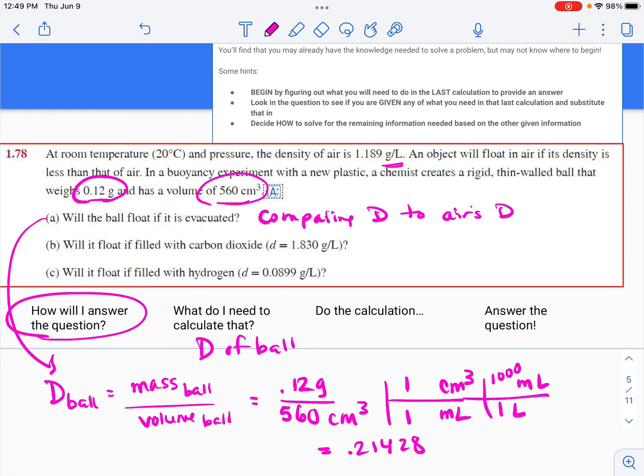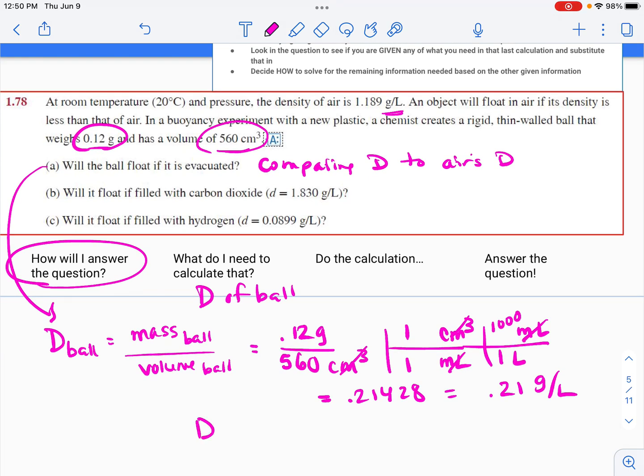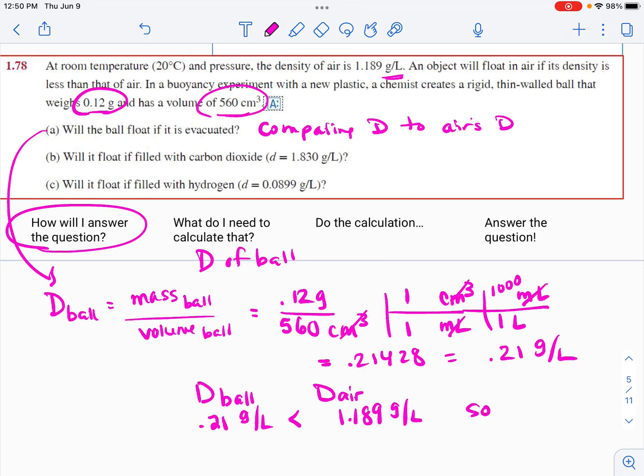And then my 1-to-1 centimeters to milliliters is exact, which means it's an unlimited number of sig figs. And my 1,000 milliliters to 1 liter is exact as a definition, which means it's unlimited. So from my givens, then I have only 2 significant figures, which would be 0.21 grams per liter. Notice that centimeters cubed and milliliters have canceled. So I can compare the density of the ball to the density of the air, and the density of the ball is 0.21 grams per liter, and air is 1.189 grams per liter. So the density of the ball is definitely less. So now answer the question, the ball floats.